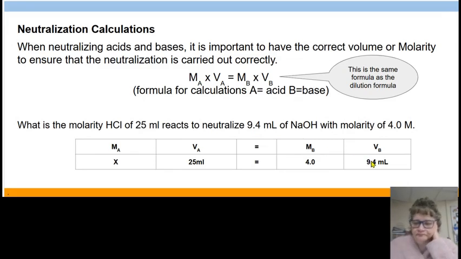Okay, so in this case, what we want to do is get Ma by itself. So multiply the 4 times the 9.4, and then to get the X or the M by itself, you divide by 25.